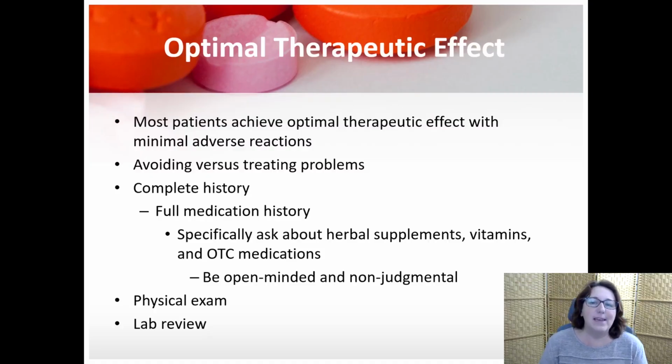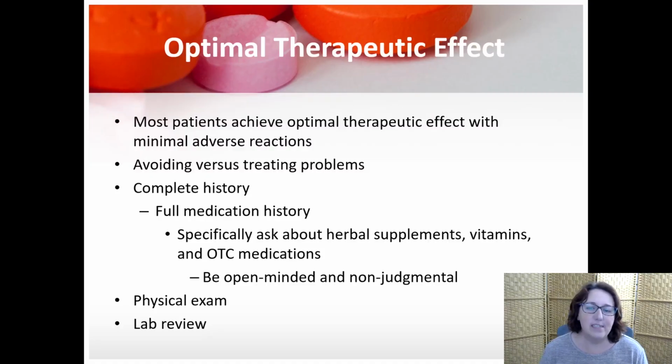Well, in addition to us being knowledgeable about medications, we need to get a complete patient history. We need to know about any disorders, diseases, surgeries they've had. We need a full medication history, including herbal supplements, vitamins, over the counter medications. The best way to do this is to specifically ask if they're taking any herbal supplements, any vitamins, and any over the counter medications, because patients may not consider these things medications when you ask them what they're taking.